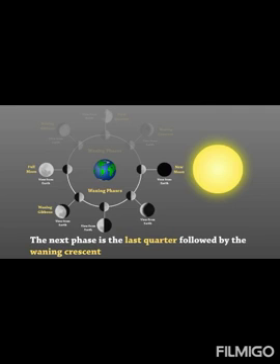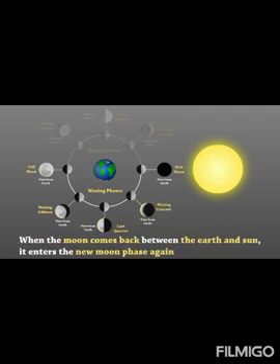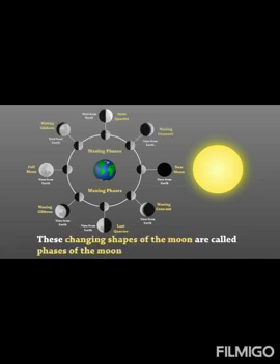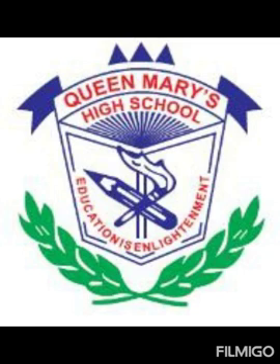The next phase is the last quarter, which is followed by waning crescent. Students, you know that when the moon comes back between the earth and the sun, it enters the new moon phase again. The number of days between these two new moons is 29, as the moon takes approximately 29 days to revolve once around the earth. This changing phase of the moon is called the phases of the moon.